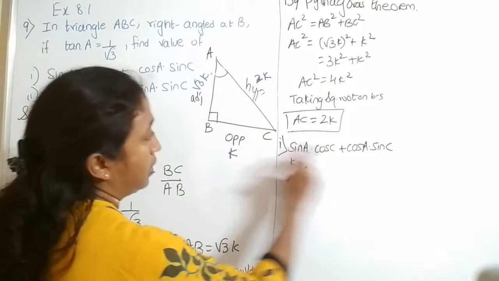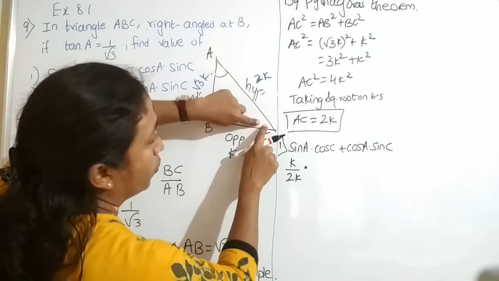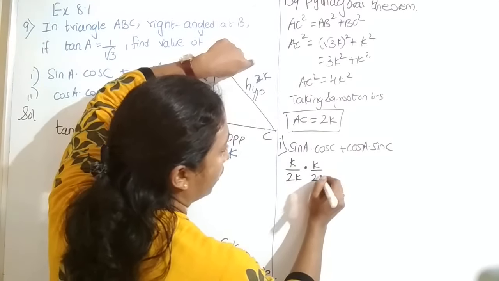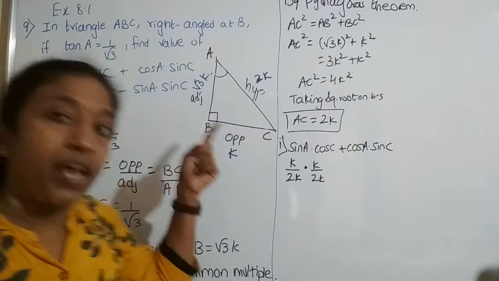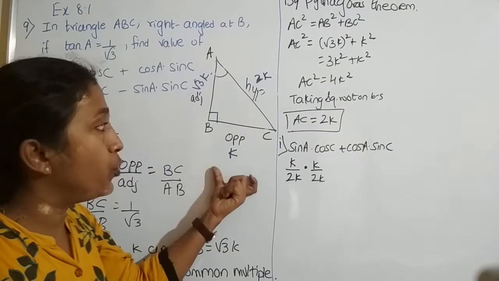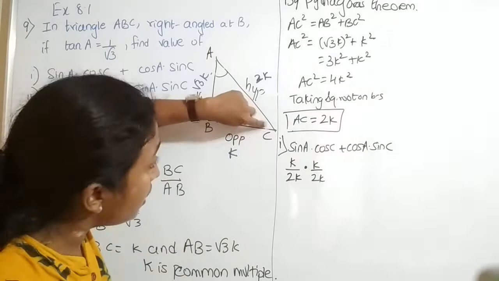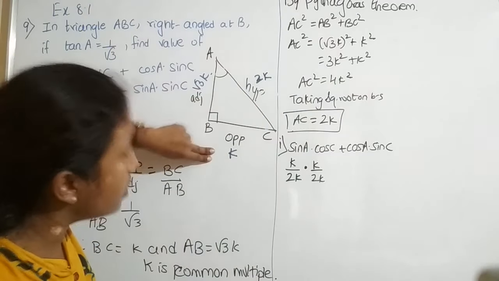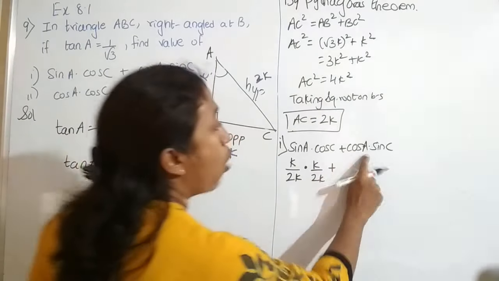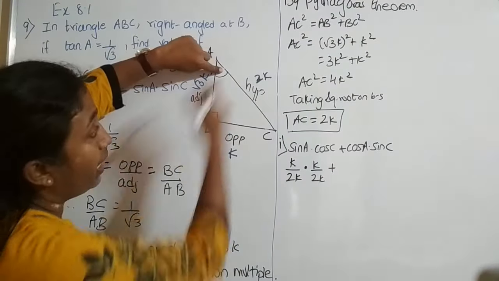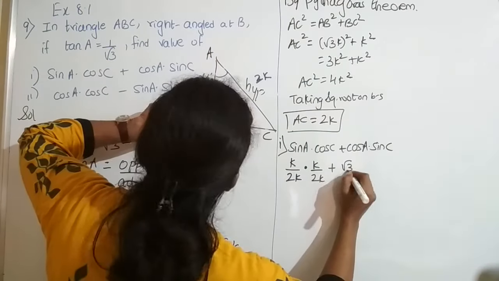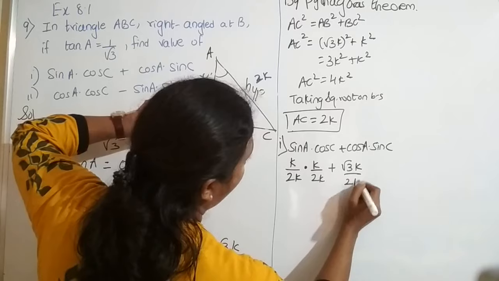Okay, cos C. So cos C means from C we have to view. Cos is nothing but adjacent upon hypotenuse, so k upon 2k. I hope this is clear. Sin is nothing but opposite upon hypotenuse. So from A I viewed cos C. From C you have to see, the cos formula is adjacent upon hypotenuse, so k upon 2k. Plus again cos A. Cos A, from A we have to view adjacent upon hypotenuse. So adjacent here is root 3k upon 2k.